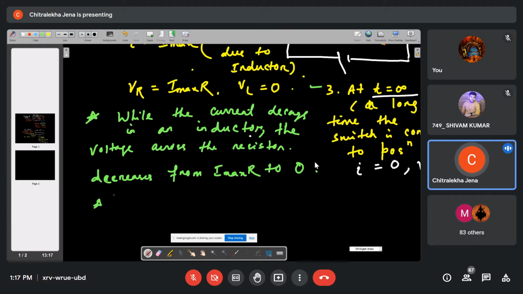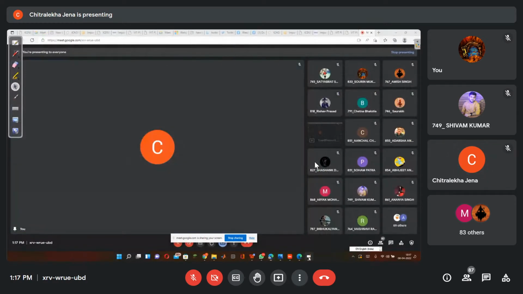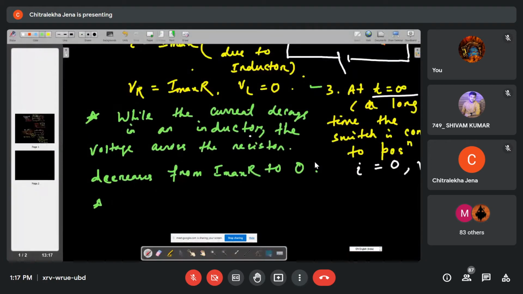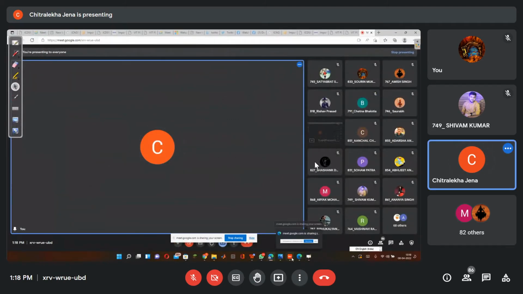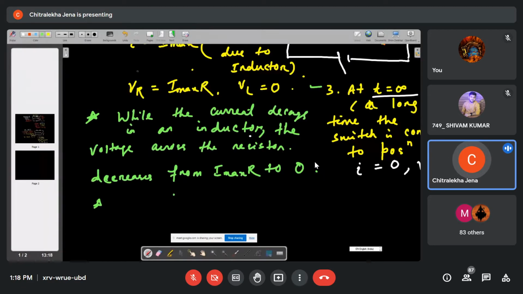Now you think of a condition, just wait one second. Think of the voltage. Yes. Now what will be the equation of the current?